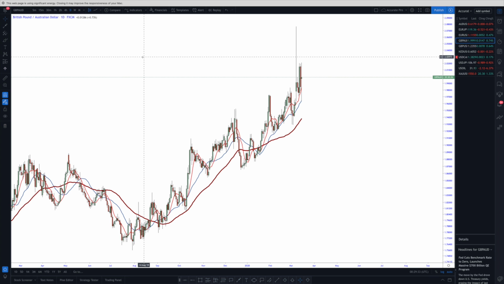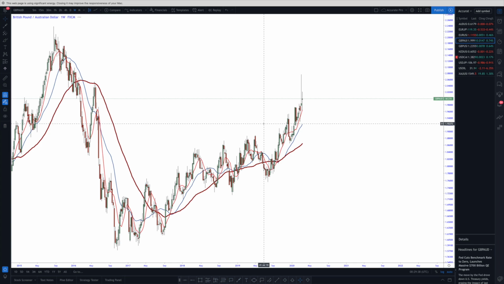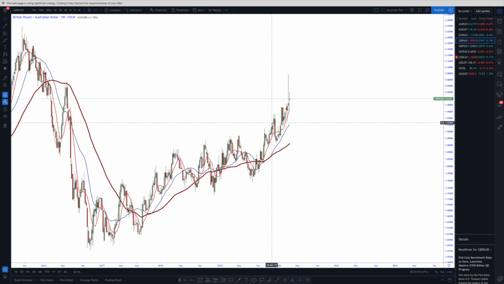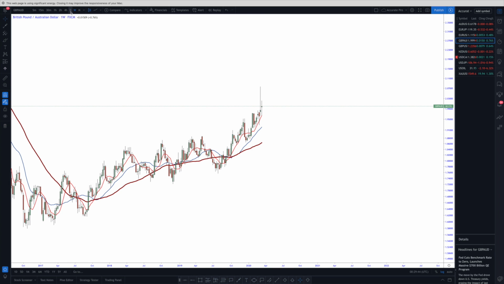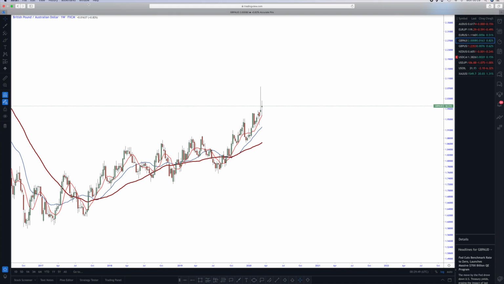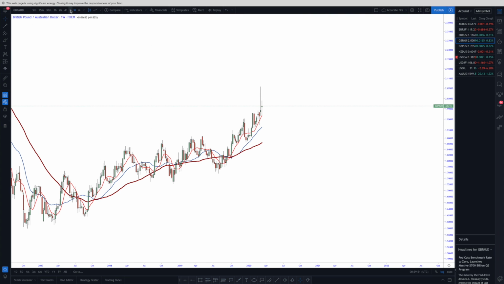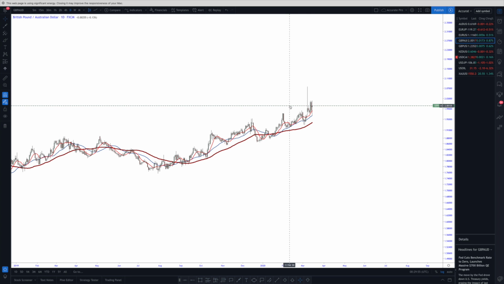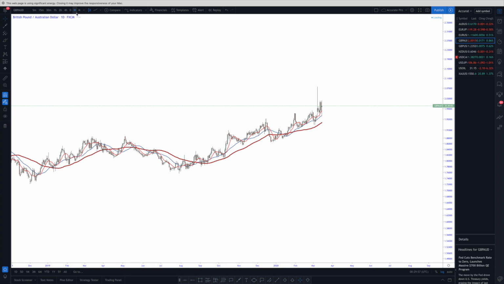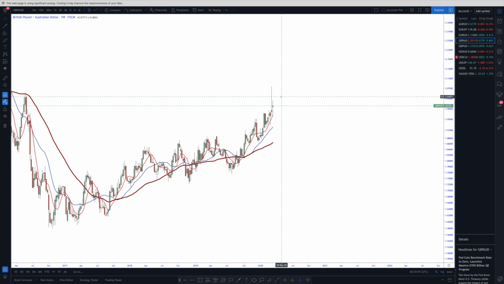Let's move on to GBP AUD. As you can see, this pair has been flying in an uptrend. As you can see, last week we ran out of steam here, ran out of momentum. Let's go and look on the daily time frame. I'm not really seeing much that's ticking my boxes. Anything that I like.